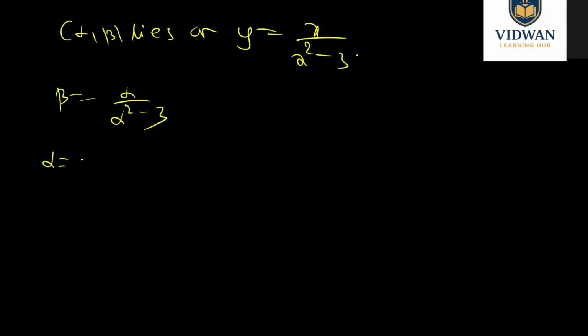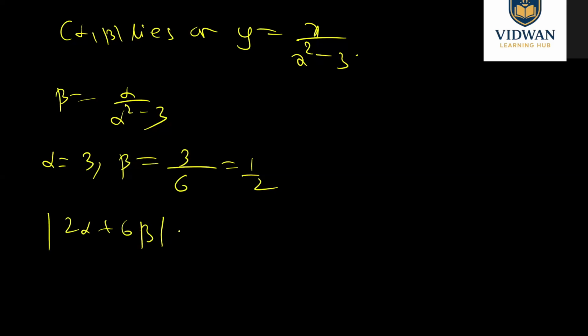Alpha is say plus 3. Then what is beta? 3 by 6, so half. And then in this case, what will be the value of 2 alpha plus 6 beta? 2 alpha would be 6 and 6 beta would be 3. So that would be 9. So the first option is satisfying. But you can still check with the second one also.